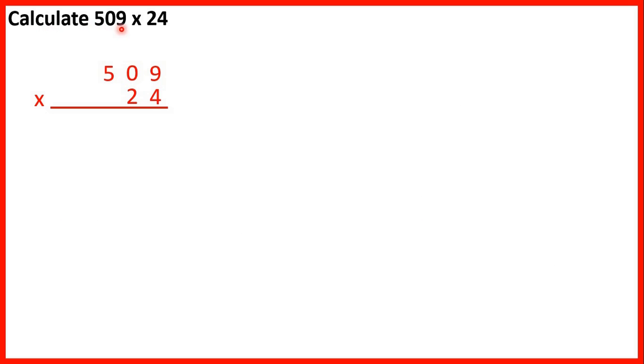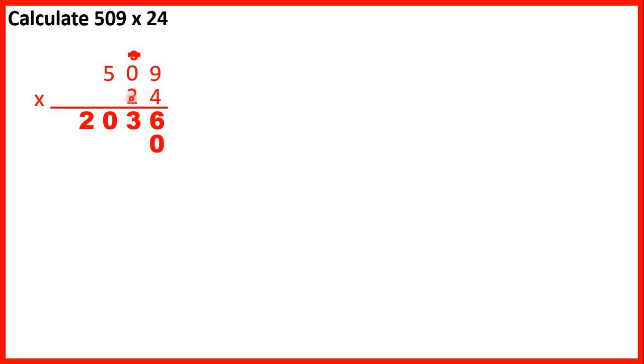Calculate 509 times 24. 9 times 4 is 36, so 3, 6. 0 times 4 is 0, plus 3 is 3, and 5 times 4 is 20. Now we can cross out our working and write a 0 on our second answer line.